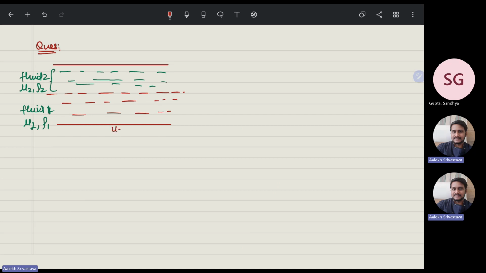Again the no-slip boundary condition will be there. Suppose this is y equal to 0 and this is y equal to h. Here, because of no slip, u is equal to 0, and here u is also equal to 0 because of the no-slip boundary condition.